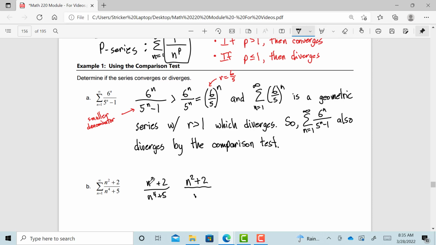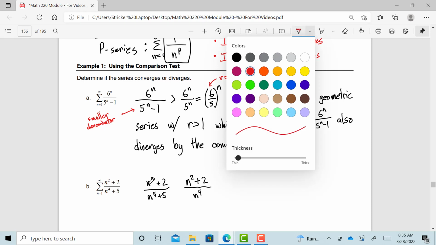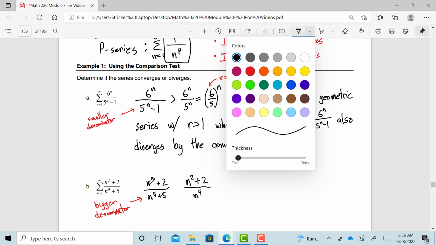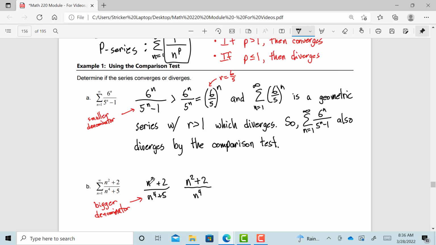Now, if that's the case, then the one on the left now has a bigger or a smaller denominator? This has a bigger denominator, right? So that means for each term, it's dividing by a bigger number. Now, if you're dividing by bigger numbers, that's actually going to make things smaller. So term by term, the left side is going to be smaller than what's on the right. So we better hope then that what's on the right converges, right?